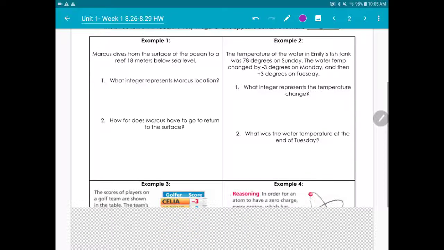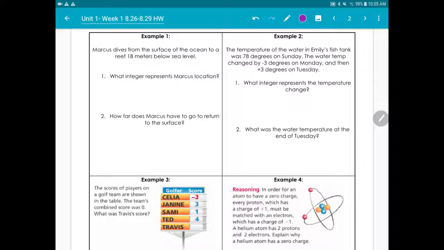Alright, so let's take a look at our examples. Marcus dives from the surface of the ocean to a reef 18 meters below sea level. Okay? So what integer represents Marcus's location? So where did he go? So he went 18, and did he go above or below? And that's going to tell us our integer if it's positive or negative. So this is below, so he went -18.